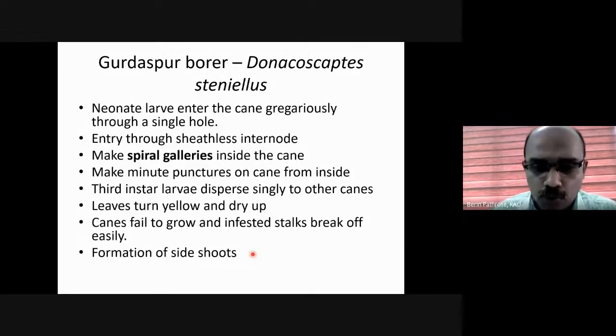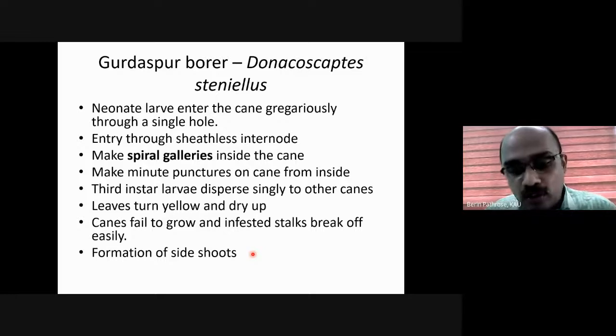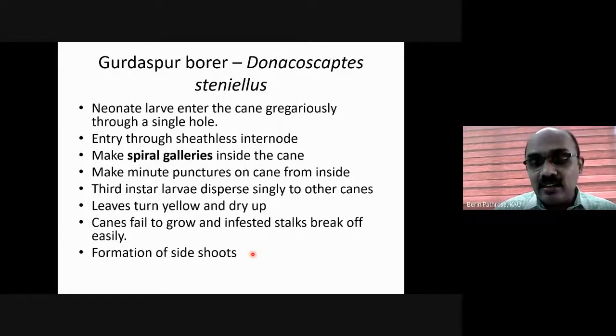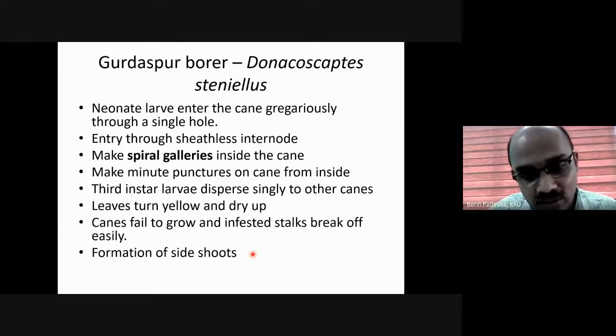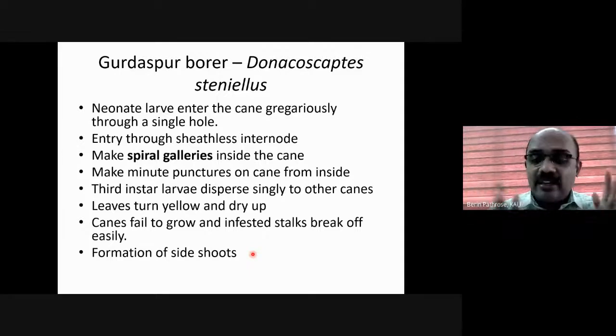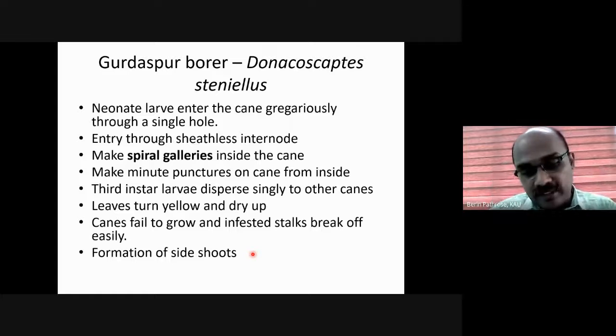I will take two more minutes to complete the shoot borers. Please bear with me. So Gurdaspur borer attacks the crop gregariously, especially the neonate larvae, which make a single hole. All the larvae enter into the internode through the single hole. It mainly attacks sheathless internodes without any leaf sheath. It makes spiral galleries, and once it reaches the third instar, it migrates from the cane into other canes, dispersed, so that it attacks the cane singly. It leads to yellowing and drying up of the leaf, the cane fails to grow up, and the infested cane breaks up.